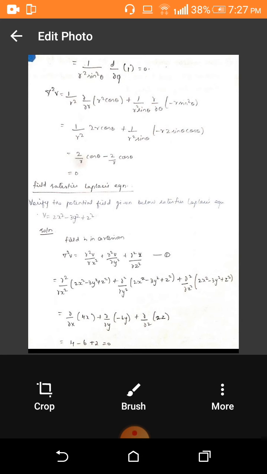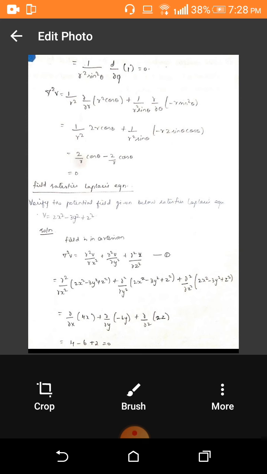So this will be equal to 1 by r square. So we are going to differentiate your r square cos theta with respect to r. So you will be getting 2r cos theta. And next 1 by r square sin theta. You are going to differentiate your minus r sin square theta with respect to theta. So you will be getting minus r 2 sin theta cos theta. So simplifying the above expression, you will be getting a final term 2 by r cos theta minus 2 by r cos theta. So both terms get cancelled and you will be getting 0. Therefore your del square V will be equal to 0, and this satisfies your Laplace condition.